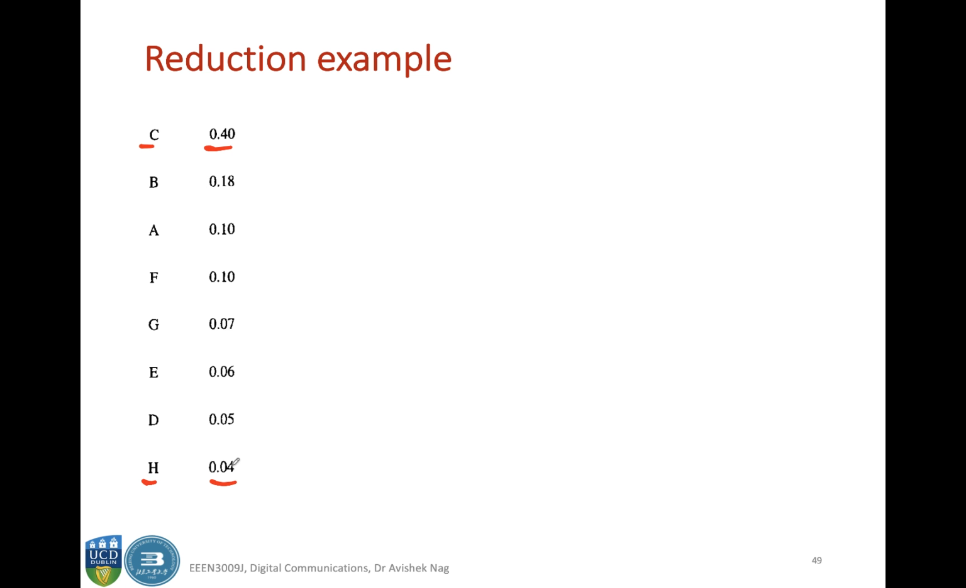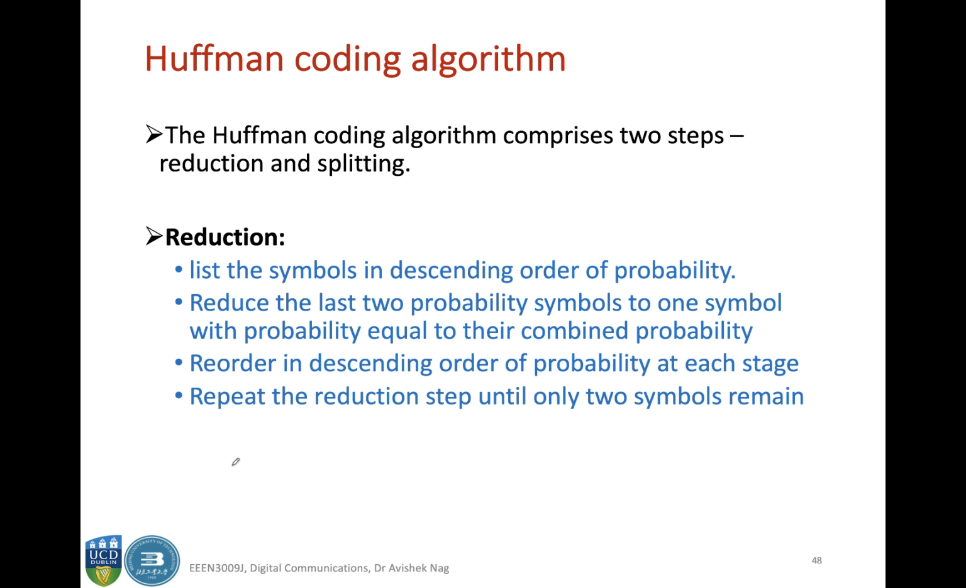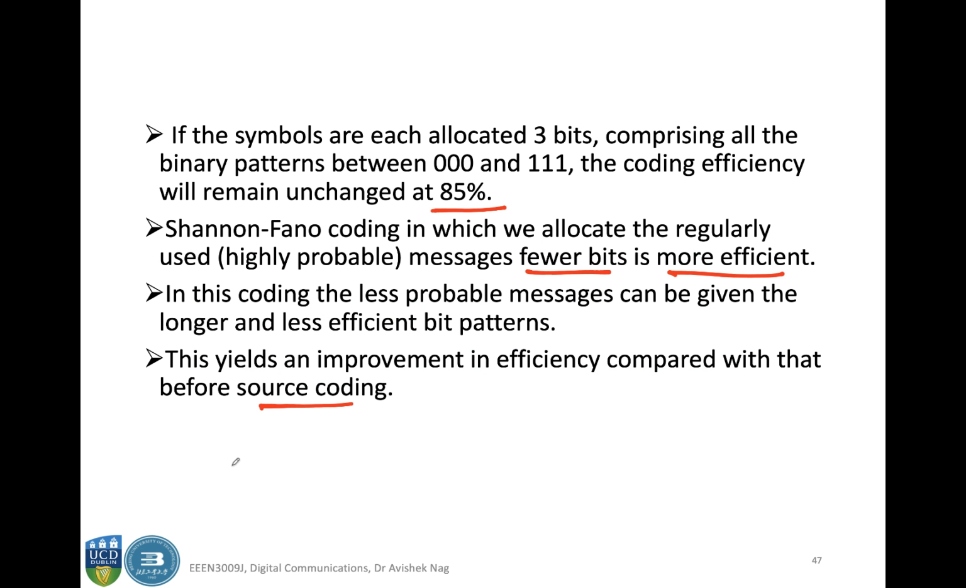In any case, you saw from this particular slide that if you assign fewer bits to the highly probable messages and more bits to the less probable messages, then you can design an efficient variable length code which has higher efficiency. Okay, so we will see how.